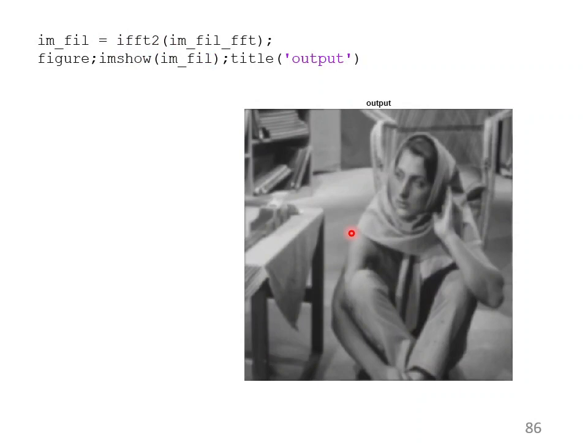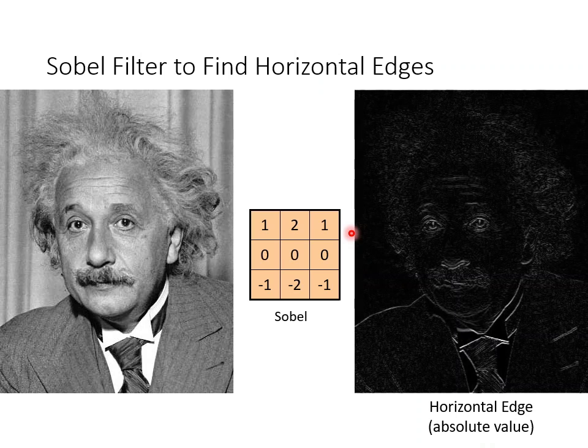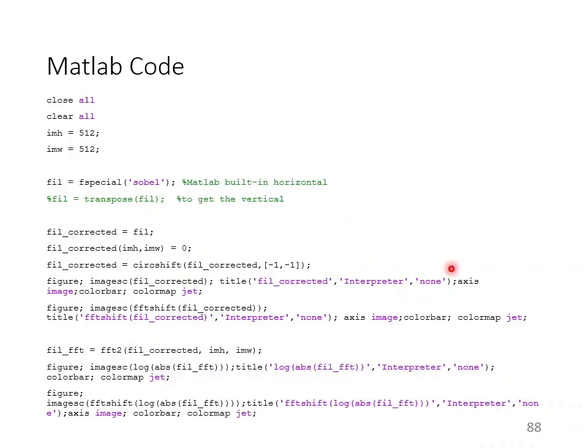And let's recall the Sobel filter. We saw this filter in our previous course, and with this filter applied to the input image, we can find the horizontal edges, right? Then in MATLAB, what will we do? So this is the MATLAB code, and it's very similar to the previous code, the Barbara one. What I want to show you is the result of the Sobel filter.